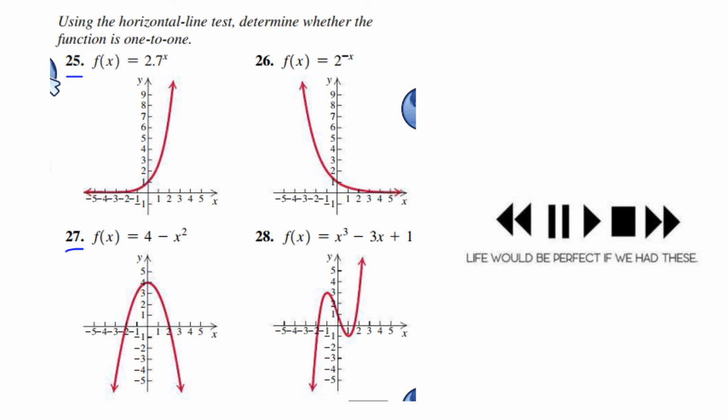Let's look at two problems here together. We're going to pause and do these both. Figure out if number 25 and number 27 are one-to-one functions. That is, do they pass the horizontal line test? Hit pause now, and let's see how you did.